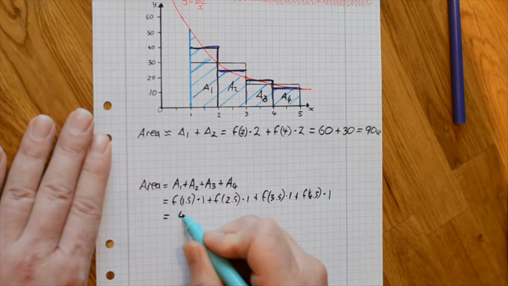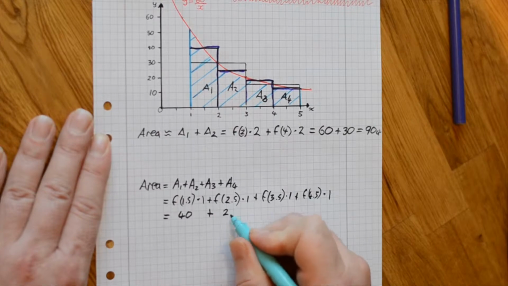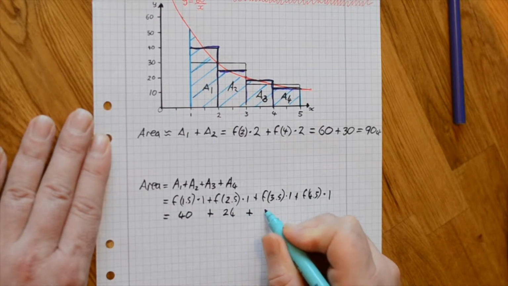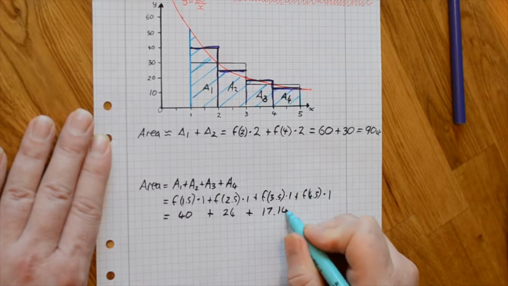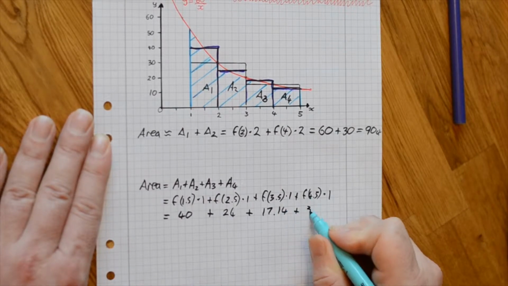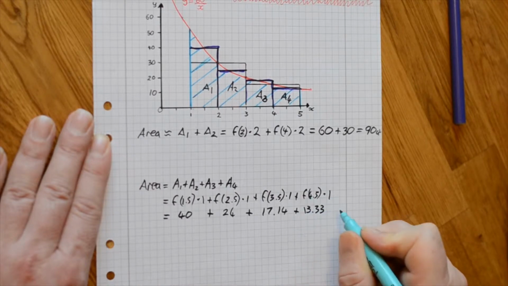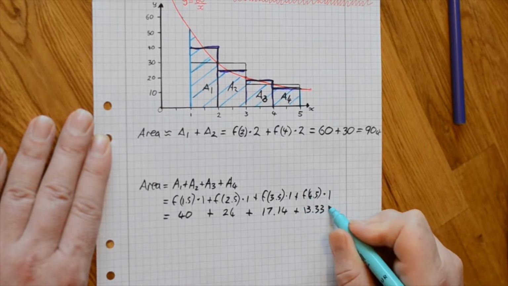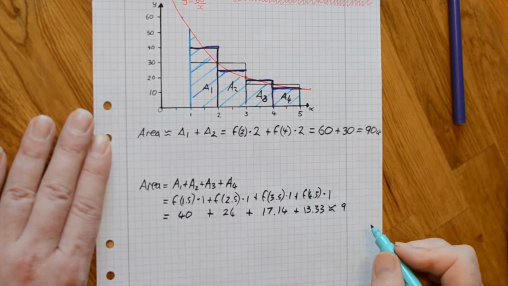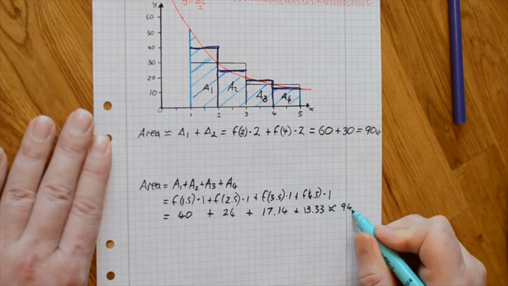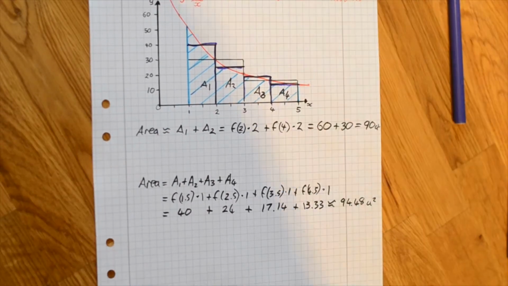So this one here is going to give us 40 plus 24 plus approximately 17.14 plus approximately 13.14. And this adds up to 94.48. It's a little bit more accurate.